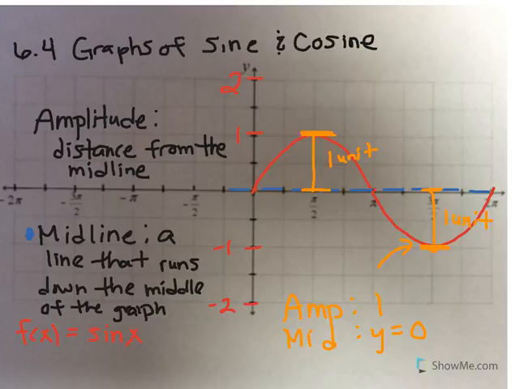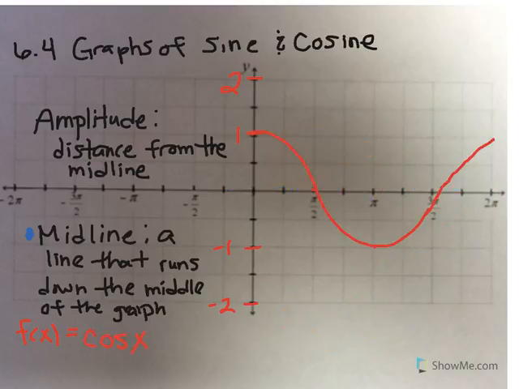So let's take a look at the parent function for cosine. Okay, so this is the parent function for cosine. It looks just a little bit different than the sine curve. Let's take a look at the midline for this function, and I'm going to do this in blue again. If I were to cut this function horizontally in half, it would be on this line yet again. So down here, I'm going to tell you that the midline is y equals 0 again.